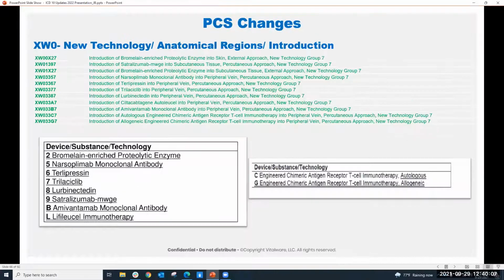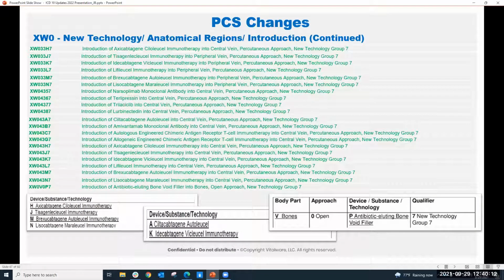I'm sorry, I didn't move slides. So on this slide, this is table X, still on the same table that we were on previously.